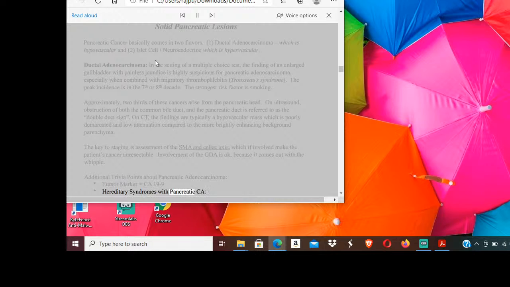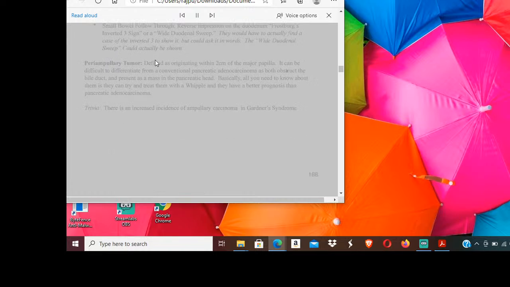Hereditary syndromes with pancreatic CA: HNPCC, BRCA mutation, ataxia-telangiectasia, Peutz-Jeghers. Small bowel follow-through may show reverse impression on the duodenum, Frostberg's inverted 3 sign, or a wide duodenal sweep. They would have to actually find a case of the inverted 3 to show it, but could ask it in words. The wide duodenal sweep could actually be shown.